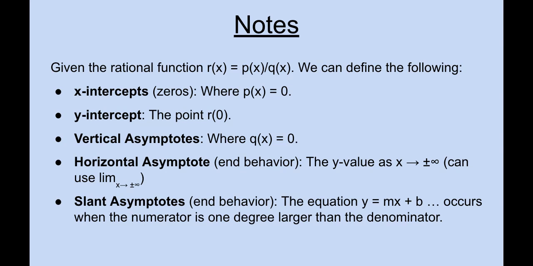We're not going to get into that in this section or this video, but slant asymptotes are where the rational function actually goes to infinity, but it follows a line, and we can actually map out that line. One thing to note, and again we'll talk about this later: slant asymptotes always occur when the numerator power is 1 degree higher than the denominator.